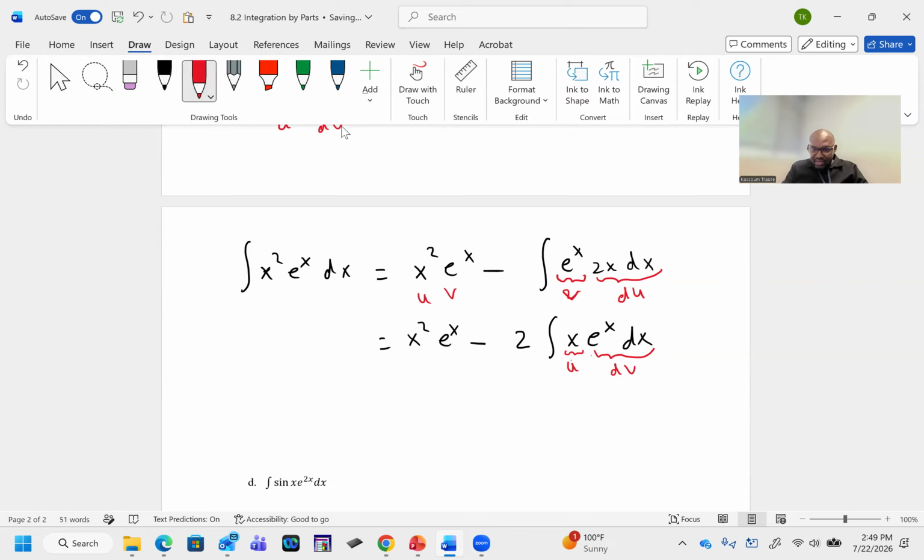So u is x, which means du will be what? dx. Again, dv is e to the power of x dx. So that means v would be e to the power of x.